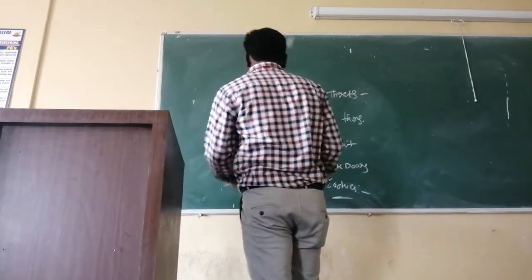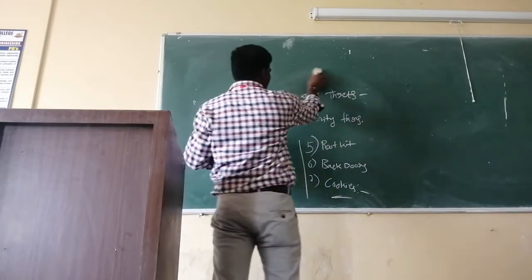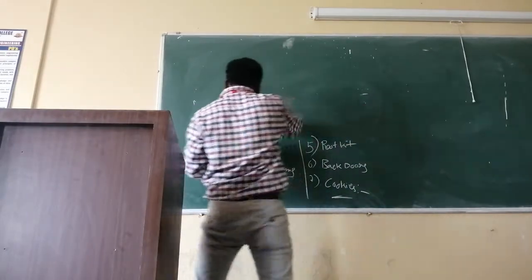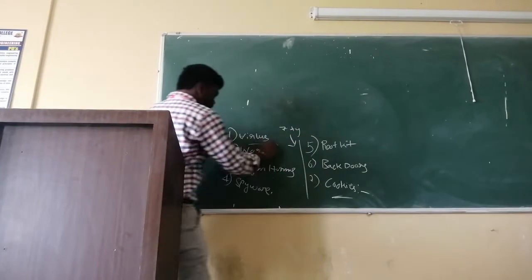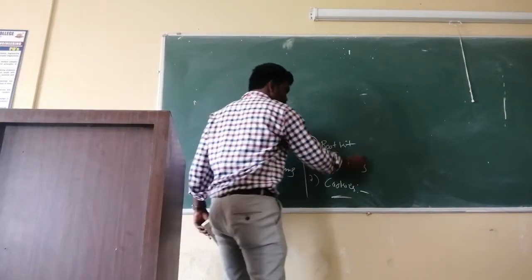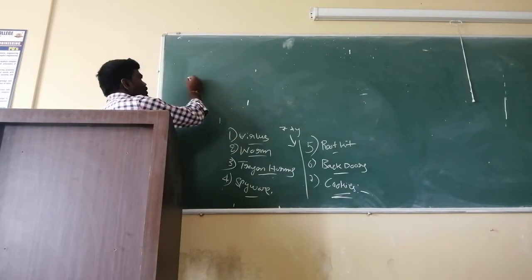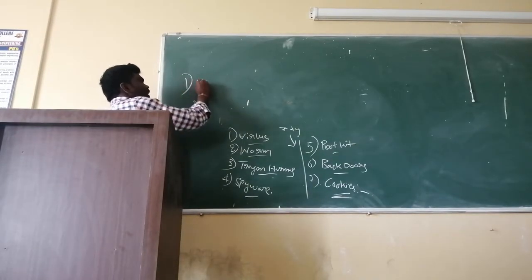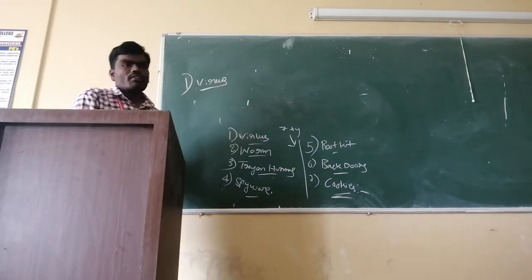Next we will discuss the virus. We have seven types of security threats: virus, bomb, Trojan horse, spyware, rootkits, backdoors and cookies. The first one is the virus. What is a virus?